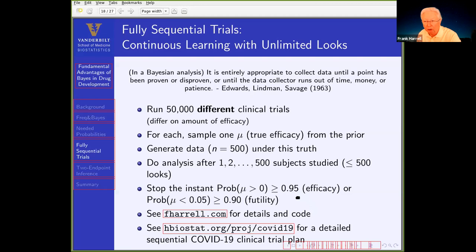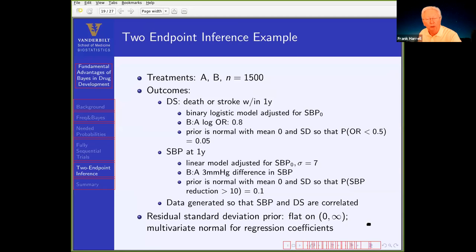And there's a more recent document, hbiostat.org/proj/COVID-19, where I have a very detailed sequential COVID-19 clinical trial plan that is for optimum fast learning, because we have such a fast-paced problem in front of us now. The Bayesian sequential approach with unlimited data looks is, to me, far and away the best way to manage this. If you look at that document, you'll see a lot more background information and a lot of Bayesian operating characteristic simulations.